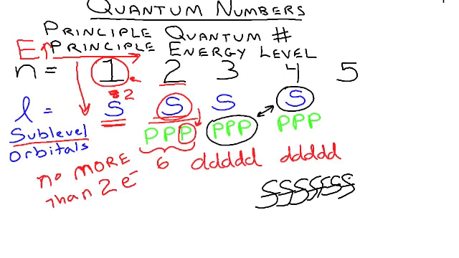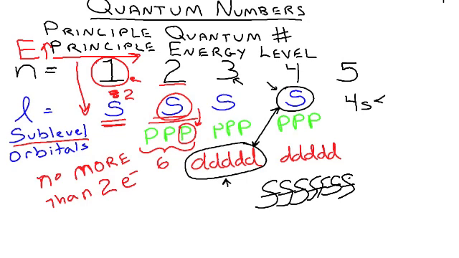When you get to here, which of these has a lower energy? You would think 4 has a lower energy because it's an S. And some of you might think 3 has a lower energy, so this one has a lower energy. It's kind of a toss-up, but as it turns out, 4S has lower energy than 3D.